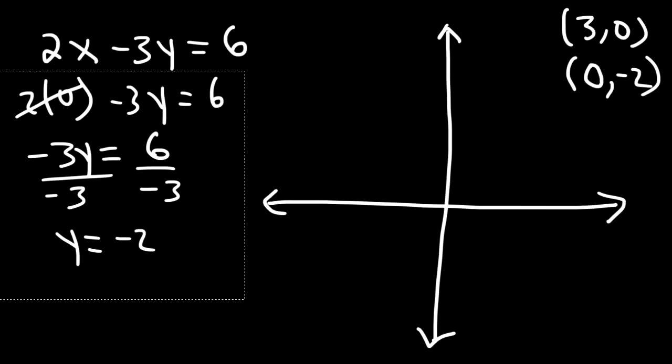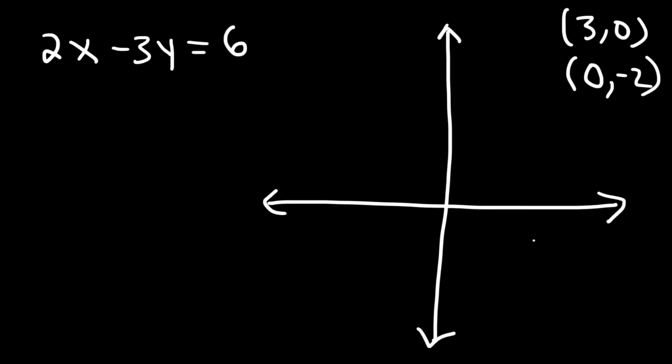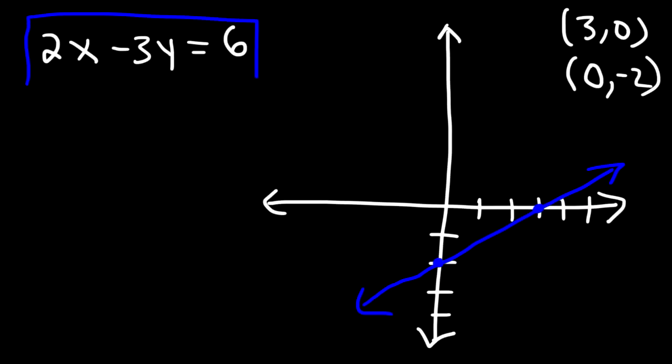So now all we need to do is plot those 2 points, and then we can just graph it. So let's plot the y-intercept first. And here it is, 0, negative 2. And now let's plot the x-intercept, which is 3, 0. And then connect those 2 points with a line. And I missed it. So let's do that again. And so that's another rough sketch of the graph that corresponds to this equation.